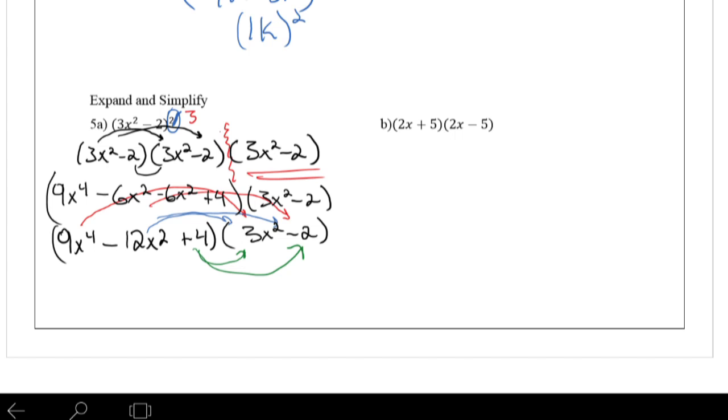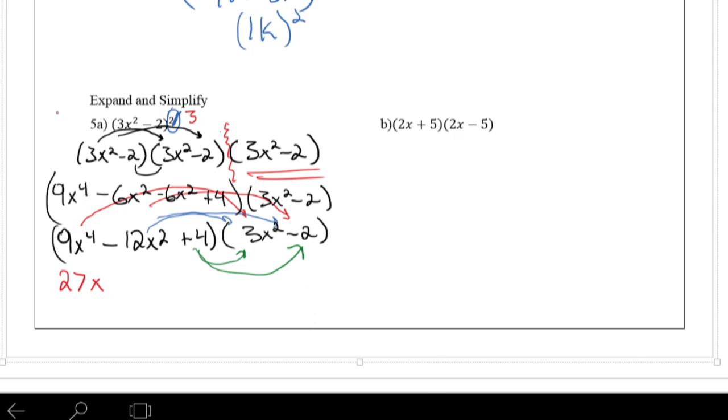So let's start with red. 9 times 3 is going to give me 27 x to the 6, x to the 4 times x squared. And then 9 times the 2 is going to give me negative 18x to the 4. So there's my 9x to the fourth times everything in the second bracket.